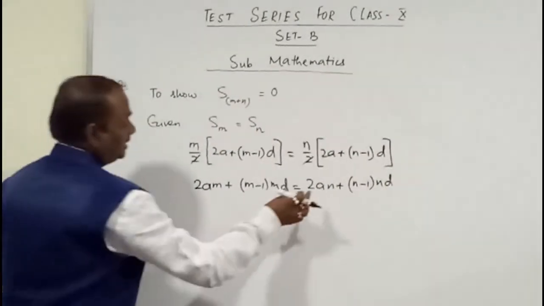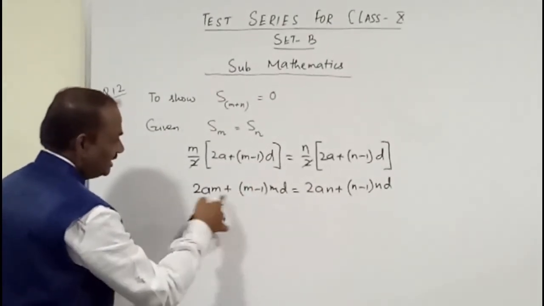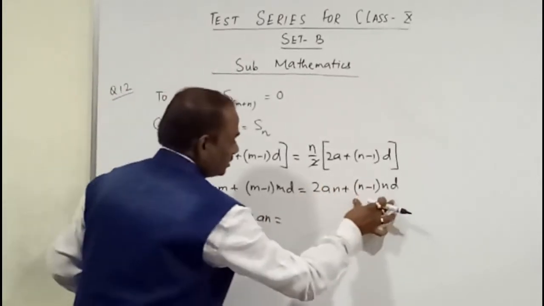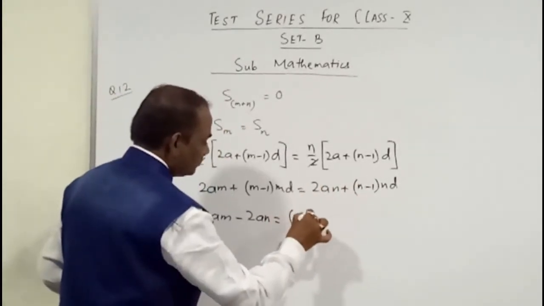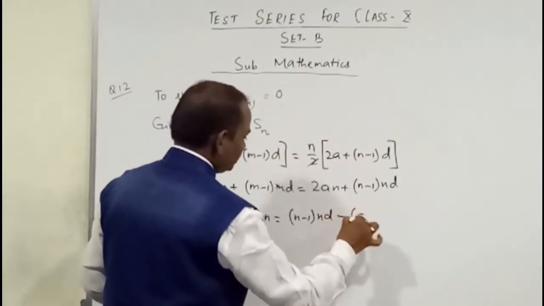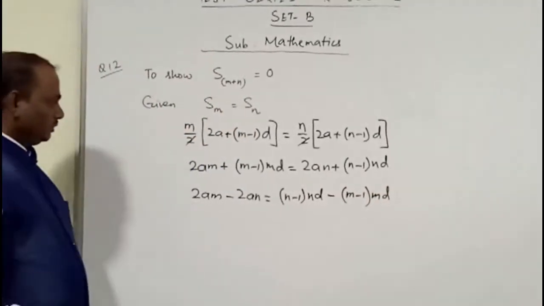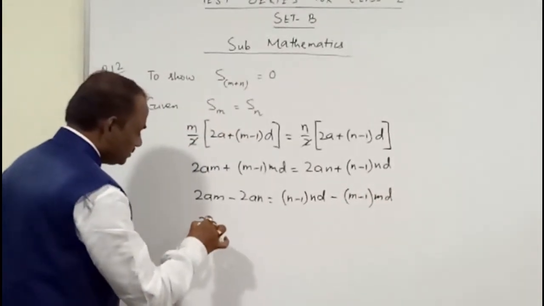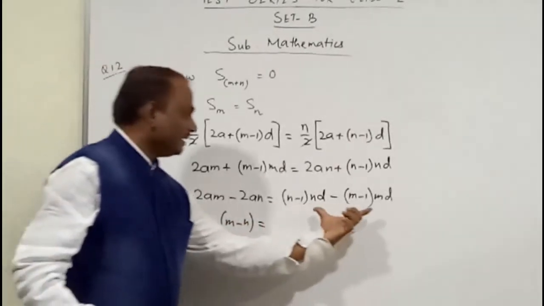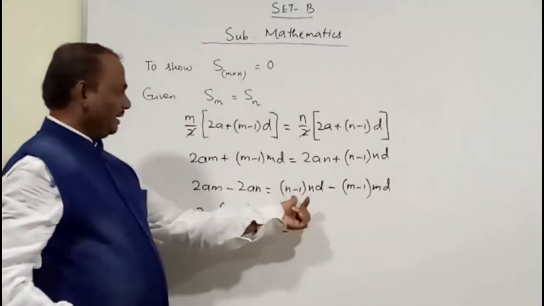So for that, I bring this 2am to this side, it becomes 2am, and this comes over here as minus 2am. This is already there, so n minus 1 into nd. I take this to that side, it becomes minus m minus 1 into nd. Here I can take 2a common, so I get in the bracket n minus m. Here I can take d common, so I get n minus 1 into d.